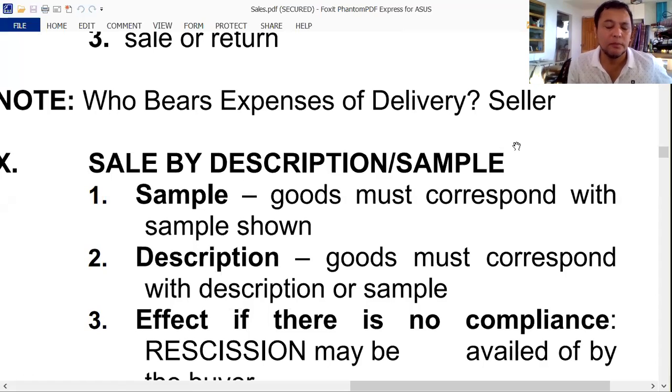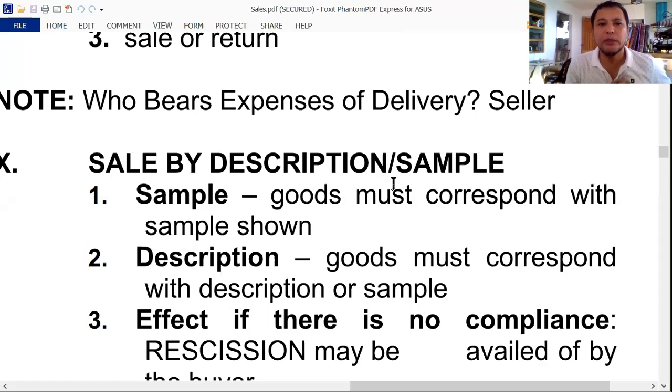So again, the Law on Sales is part of the Civil Code, which was enacted in 1949 and took effect in 1950. So sales is part of the Civil Code.